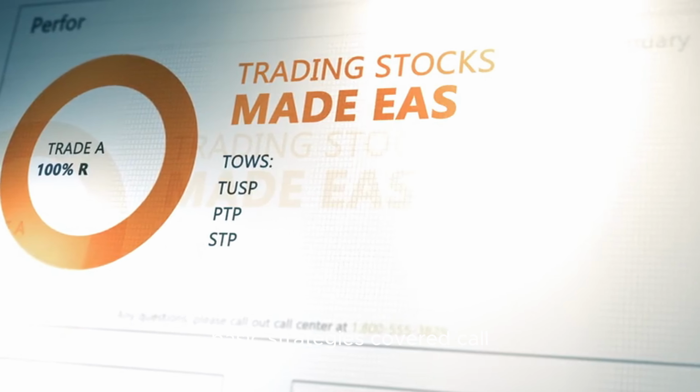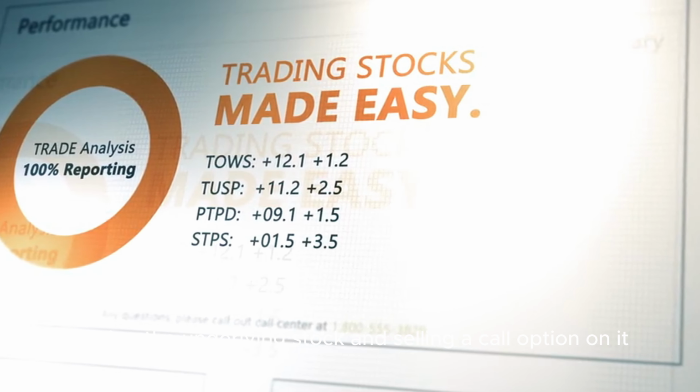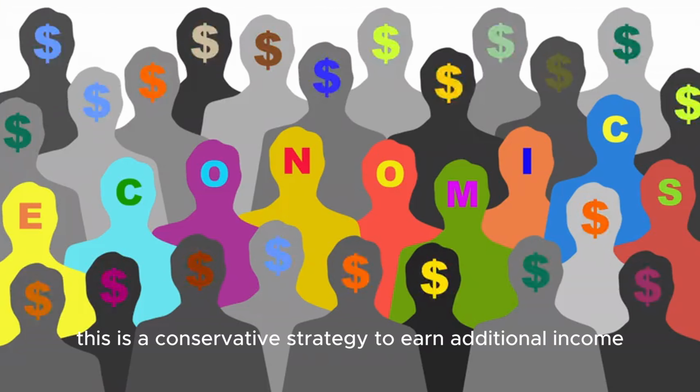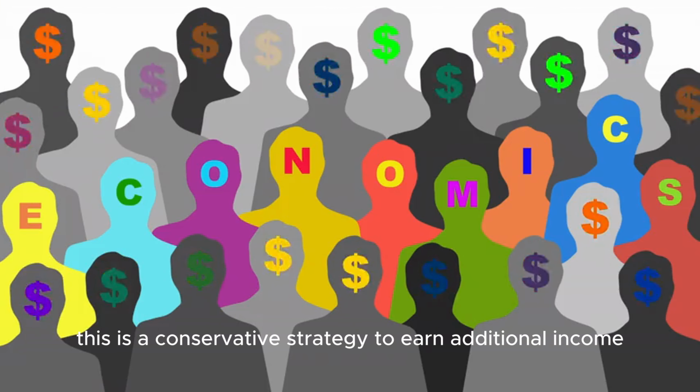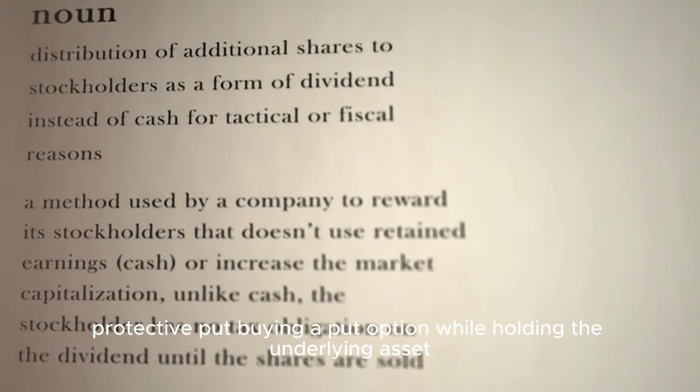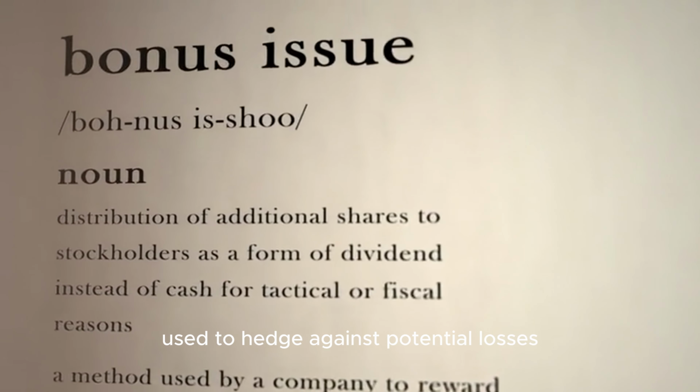5. Trading strategies using futures and options. Basic strategies. Covered call. Buying the underlying stock and selling a call option on it. This is a conservative strategy to earn additional income. Protective put. Buying a put option while holding the underlying asset, used to hedge against potential losses.